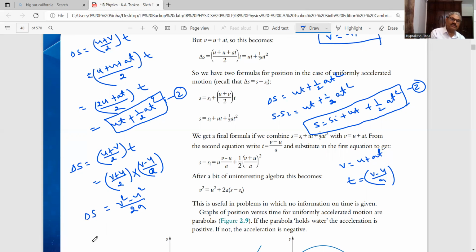Finally, this equation will become v square minus u square is equal to 2a delta s, or v square is equal to u square plus 2a delta s. Correct?